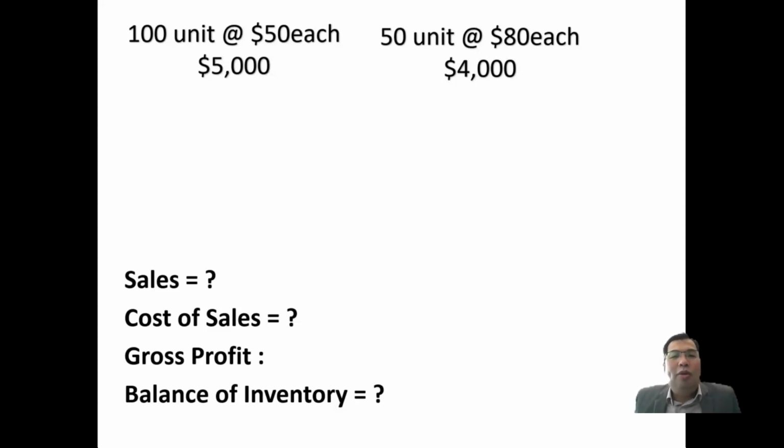For example, one calculator costs you $50. So you buy 100 calculators. So your total cost for 100 calculators is 5,000. How did I get this 5,000? 100 multiplied by 50.